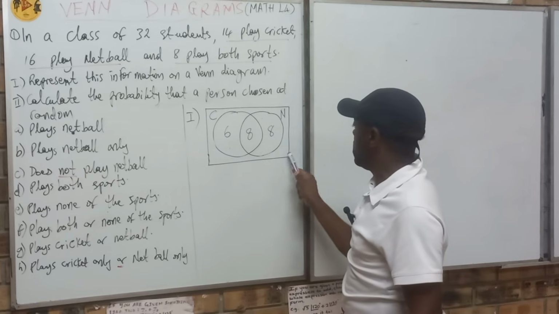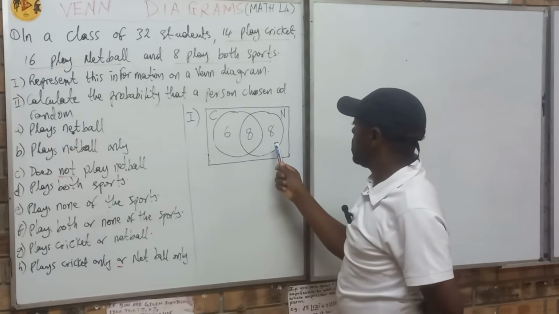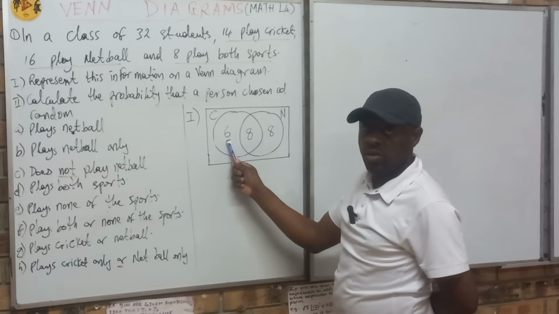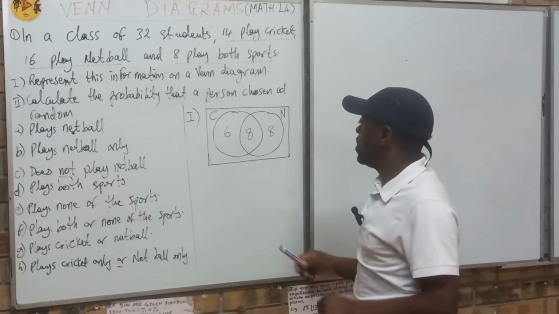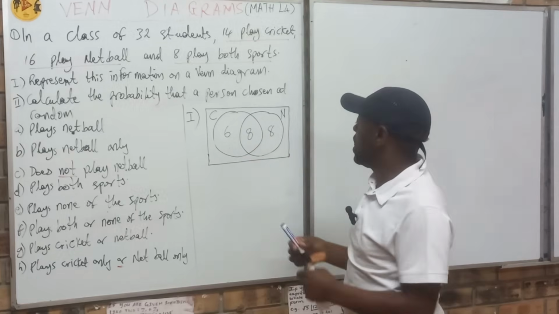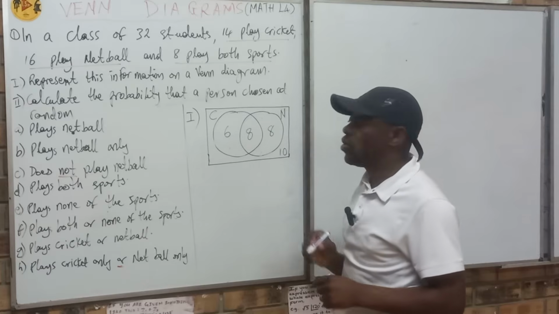Before you say you are done with your Venn diagram, you have to confirm that in the sample space, you have a total of 32 students. If you check here, 8 plus 8 is 16, and 16 plus 6 is only 22. So we are short by 10, and that reminds us that there are some students who neither play cricket nor netball. So those are 10, put them anywhere outside the two ovals.